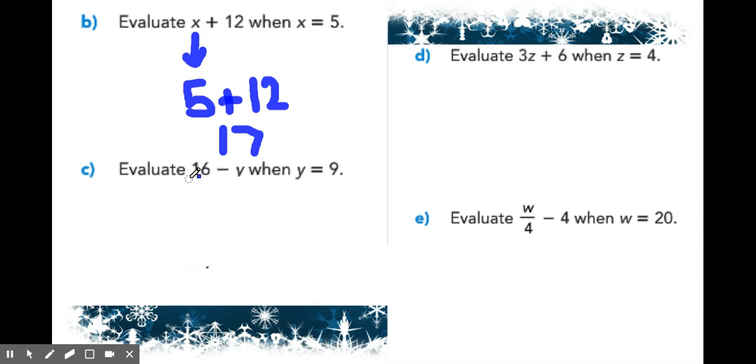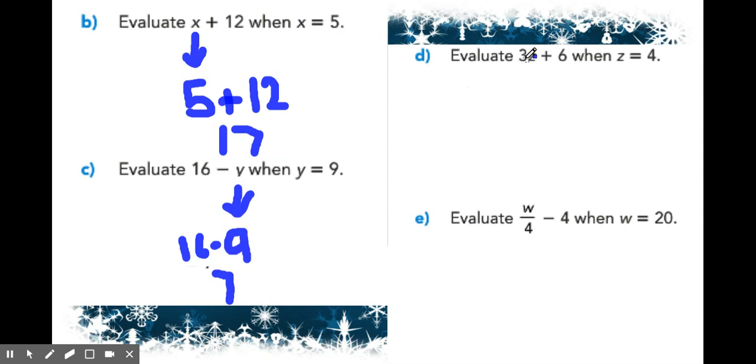Part C, evaluate 16 minus y when y is 9. Well, I'm not going to keep the y there when I know what y is. So I'm going to substitute it with 9. So I have 16 minus 9, which gives me 7.